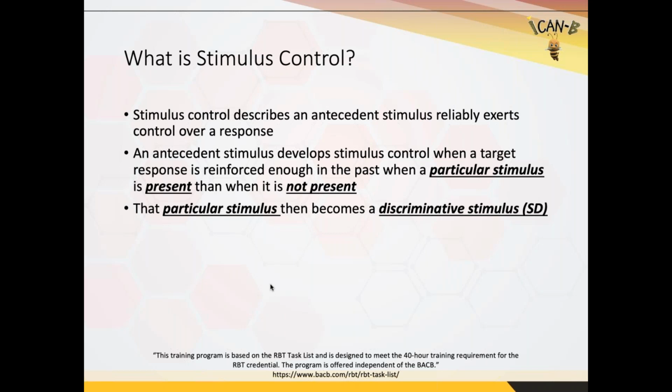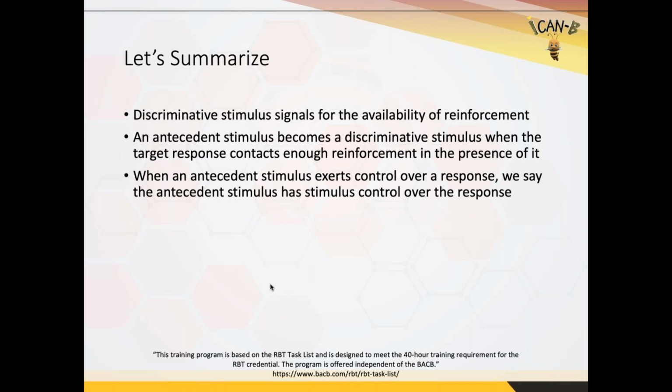An antecedent stimulus develops stimulus control when a target response is reinforced enough in the past when a particular stimulus is present than when it is not present. So we have a situation where in the presence of that particular signal, there is reinforcement available, versus when that signal is not in the environment, there is no, or less likelihood for reinforcement. That particular stimulus then becomes a discriminative stimulus due to the history, once again, of that condition where the more you come in contact with that signal, you get reinforcement, then there's a history there, a learning history.